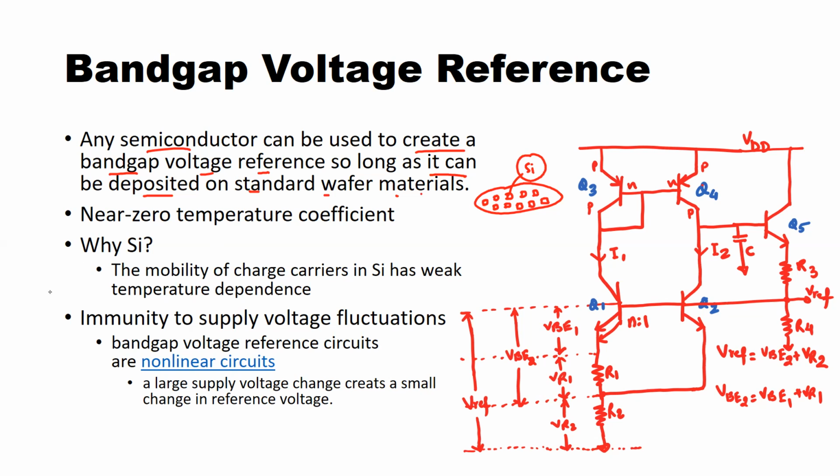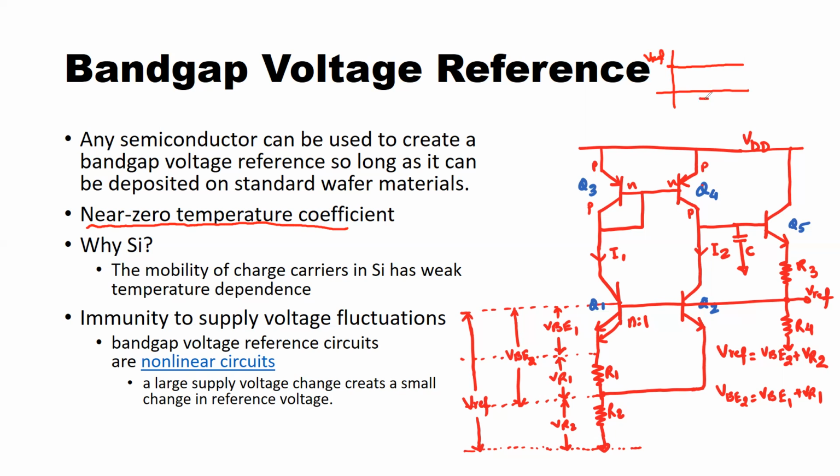Another property of the bandgap reference is that it will have near zero temperature coefficient. It means when I produce a V reference here, it will have a nearly constant value with respect to temperature change in degrees centigrade. So temperature can vary low or high, and it should still provide a constant output voltage. And that is the requirement.